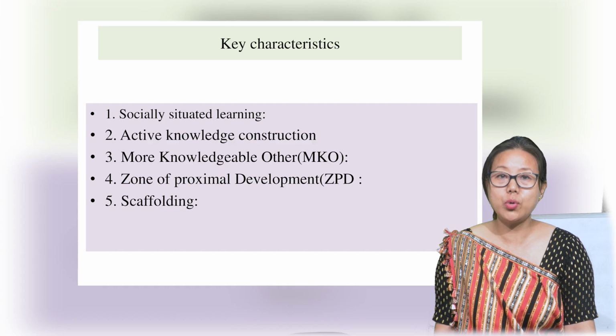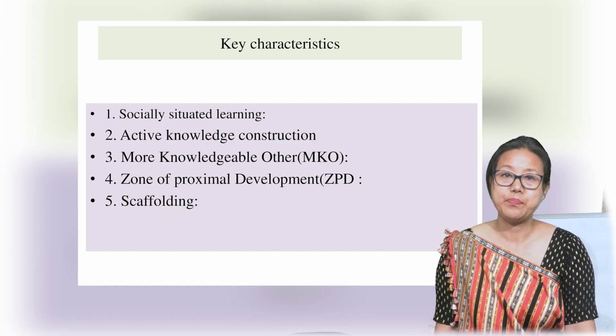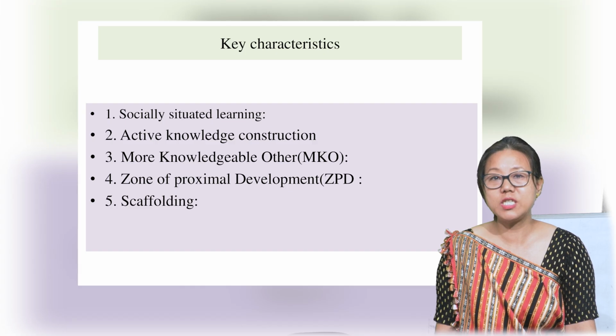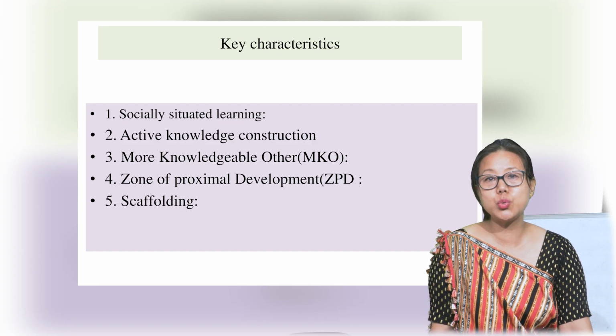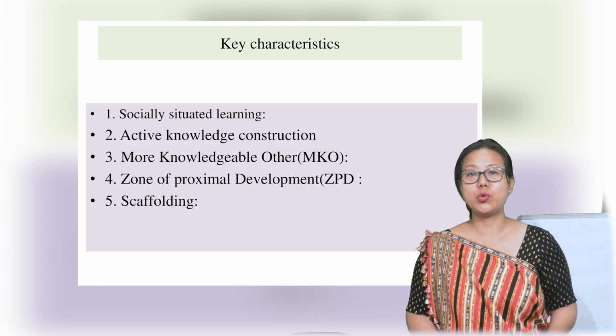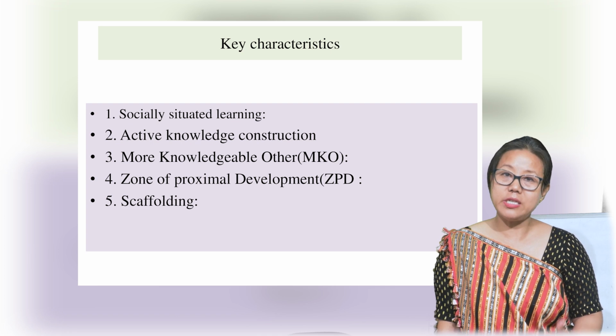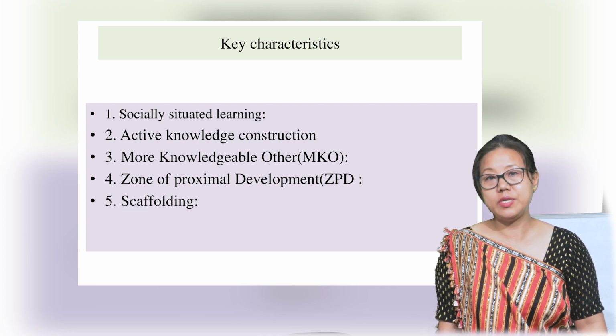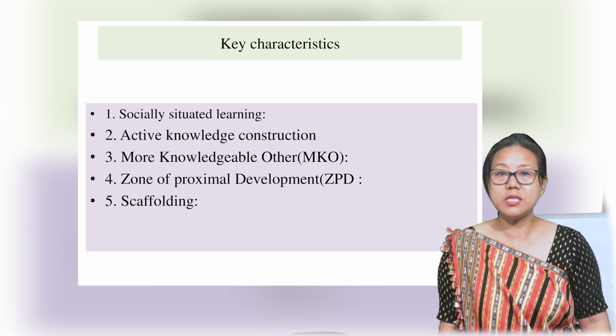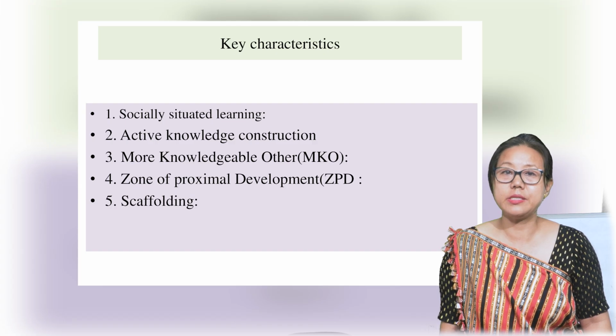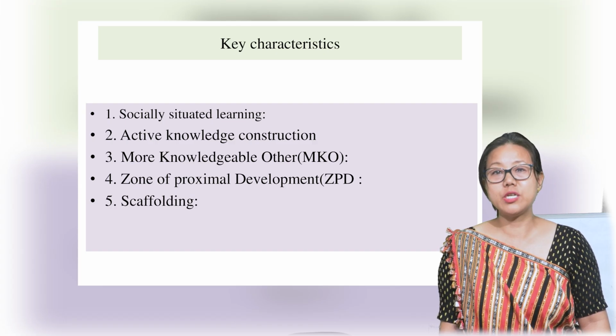Number 4, zone of proximal development. It is known as ZPD. This is the gap between what a learner can do independently and what they can achieve with guidance. For example, what can students achieve when they learn on their own, self-paced according to their interests, and what can they achieve under the guidance of an expert. It is a moving target that changes as the learner gains competence, requiring continuous adjustment of support.